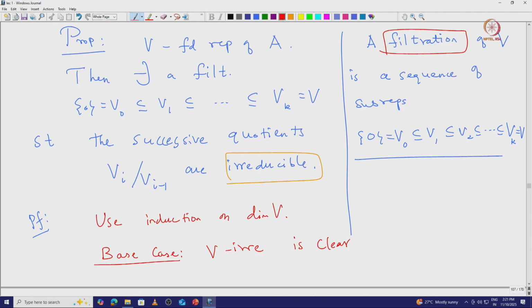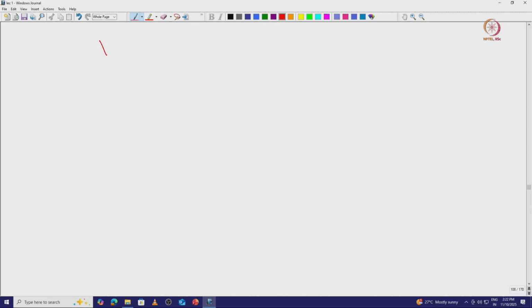because if V is irreducible, we can just take this filtration which contains V naught as 0 and V 1 as just capital V. In that case, V is irreducible. Otherwise, what would happen? If V is not irreducible, then there exists a non-zero proper subrepresentation. So you have this non-zero proper subrepresentation of V.